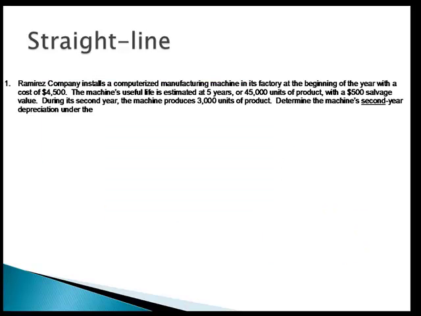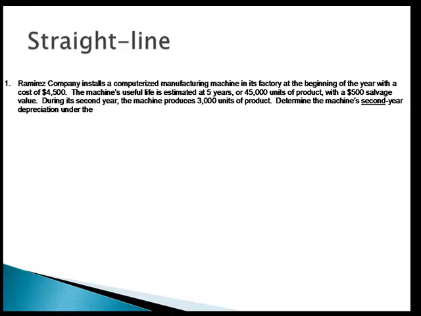On your workout problem, we've got Ramirez Company, which installs a computerized manufacturing machine in its factory at the beginning of the year with a cost of $4,500. The machine's useful life is estimated at 5 years or 45,000 units of product with a $500 salvage value. During the second year, the machine produces 3,000 units of product. Determine the machine's second year depreciation under, and we're going to work on A, straight line.